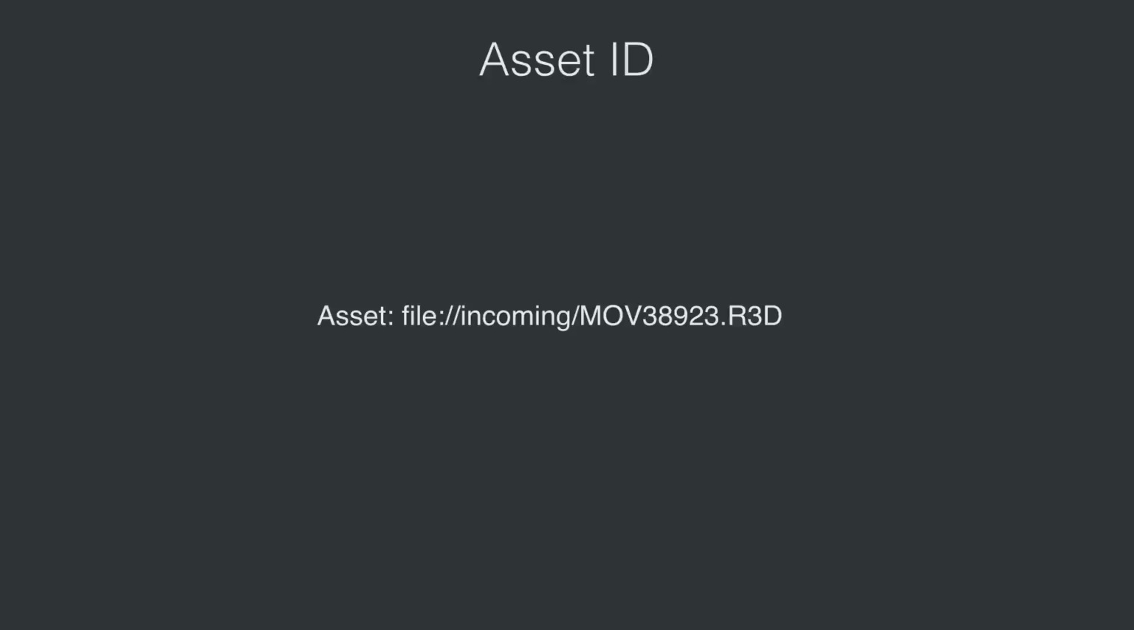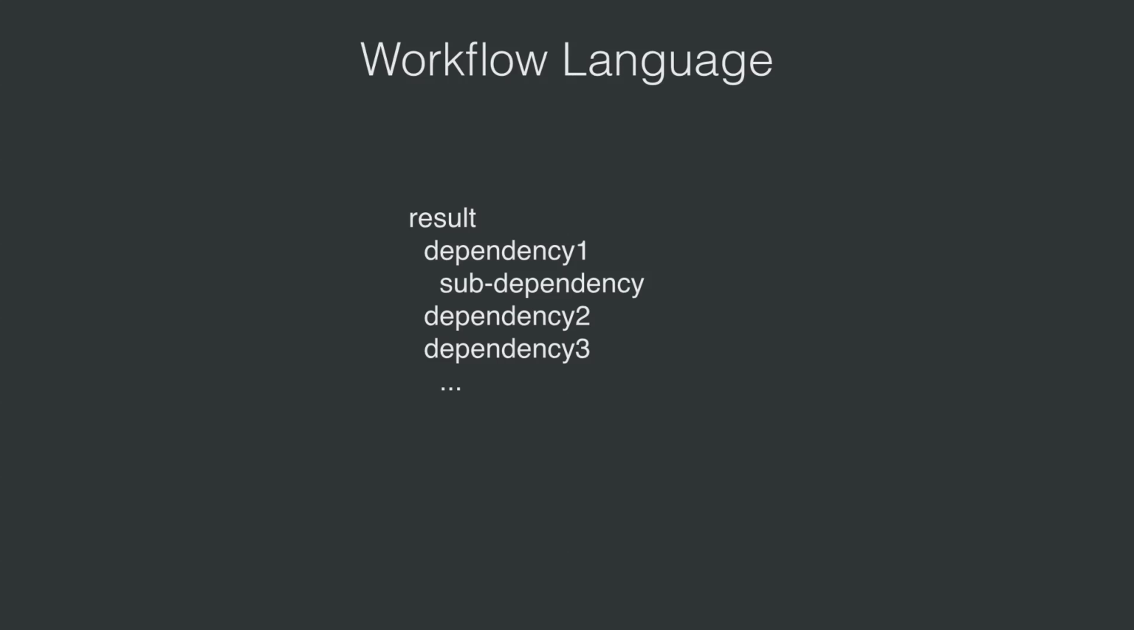So now I can say, where here I've said asset colon file, I could also do another format, which is to do a carriage return and tab. So here it's the same thing, where we have result would be asset, and dependency 1 might be the path to the actual asset.